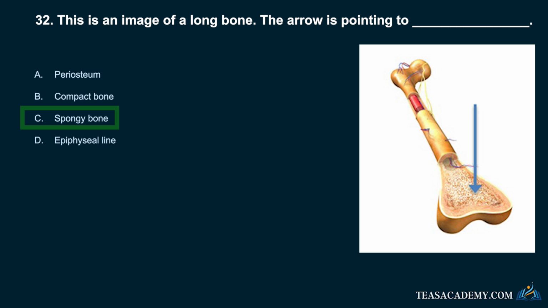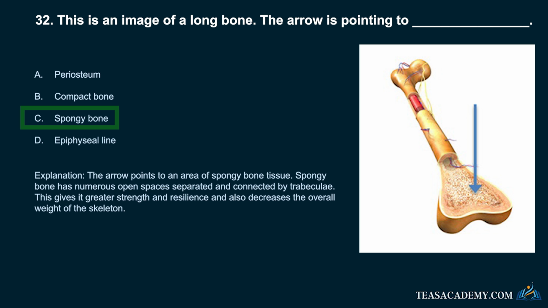Correct answer, C. Spongy bone. The arrow points to an area of spongy bone tissue. Spongy bone has numerous open spaces separated and connected by trabeculae. This gives it greater strength and resilience and also decreases the overall weight of the skeleton.